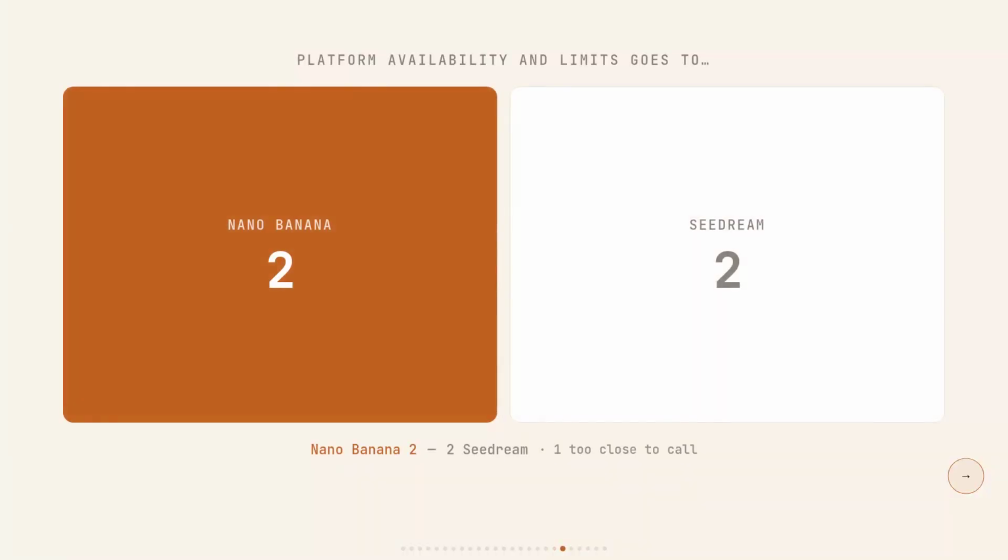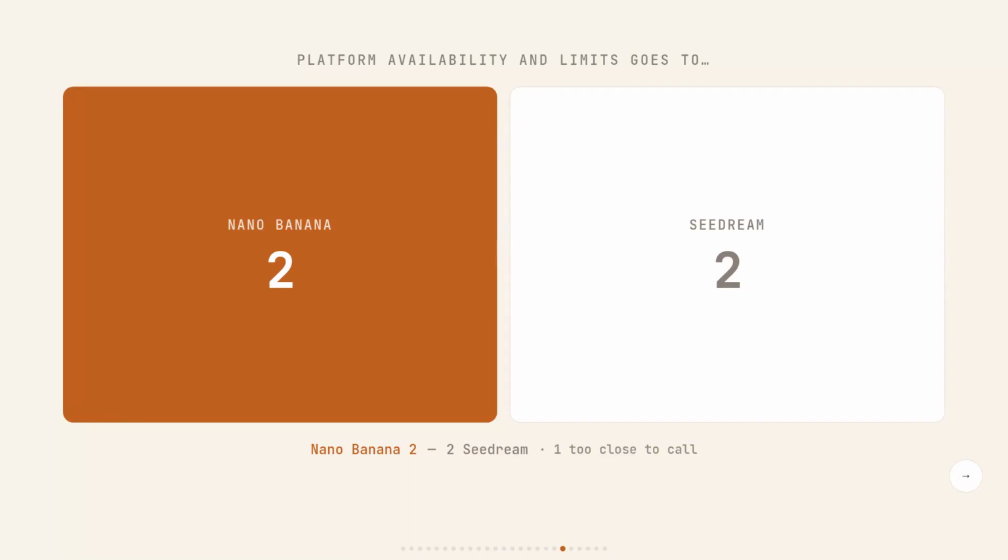Nano Banana takes platform availability, and I didn't expect the documentation clarity gap to be this pronounced, but Seedream's fragmented multi-platform setup genuinely complicates production planning. That ties the overall score at 2 each with 1 tied, which means the whole decision really does come down to how you work.